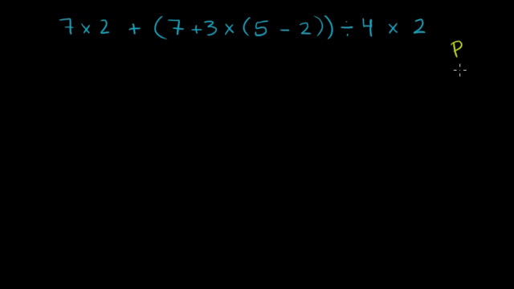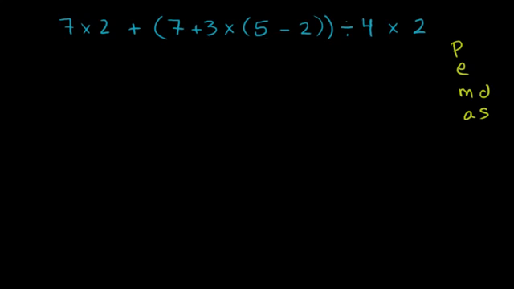Parentheses, P for parentheses, then exponents. Don't worry if you don't know what exponents are, because this has no exponents in it. Then you're going to do multiplication and division. They're at the same level. Then you do addition and subtraction. So some people remember PEMDAS. But if you remember PEMDAS, remember multiplication and division are at the same level, and addition and subtraction are also at the same level. So let's figure out what order of operations says this should evaluate to.